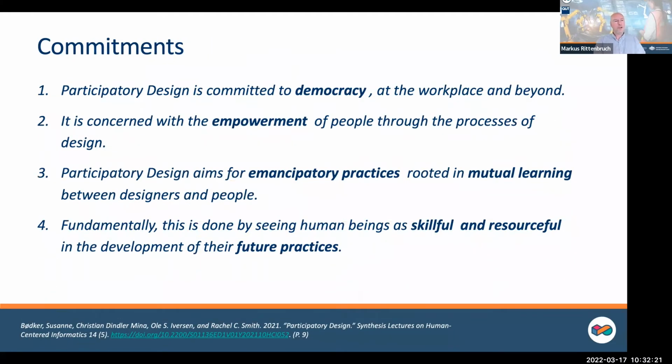So in summary, here are some of the commitments of participatory design. It's committed to democracy at the workplace and beyond. It's concerned with empowerment of people through the process of design. It aims for emancipatory practices that are rooted in mutual learning. And it is fundamental that humans are seen as skillful and resourceful and are involved in the development of future practices.